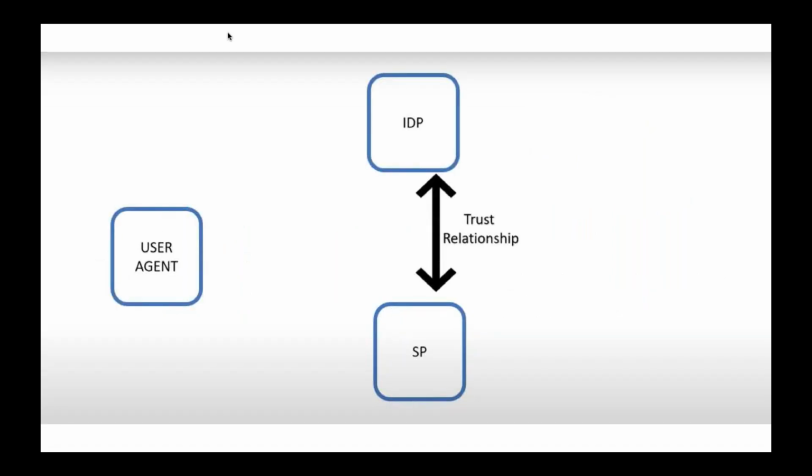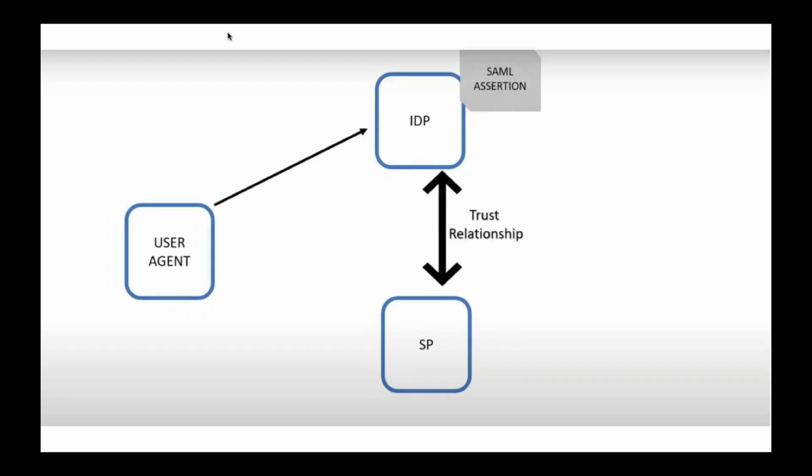Now, one inter-trust relationship needs to be generated between the IDP and SP. Why? Because the identity provider and service provider need to communicate. Without communication, authentication is not possible. So that trust relationship is going to be generated with a SAML assertion. SAML assertion is nothing but Security Assertion Markup Language.